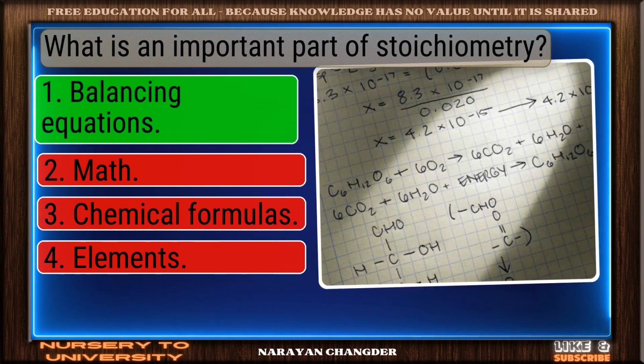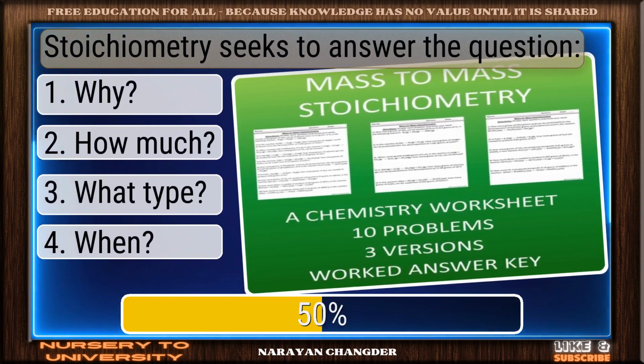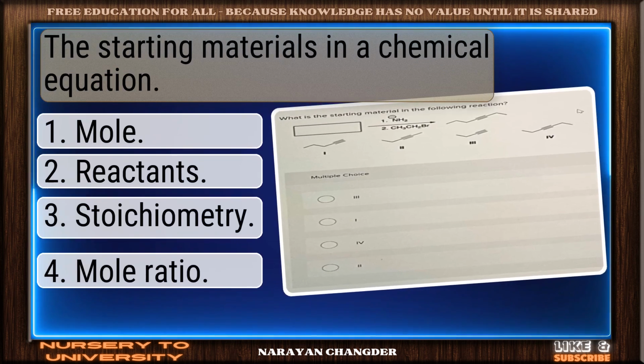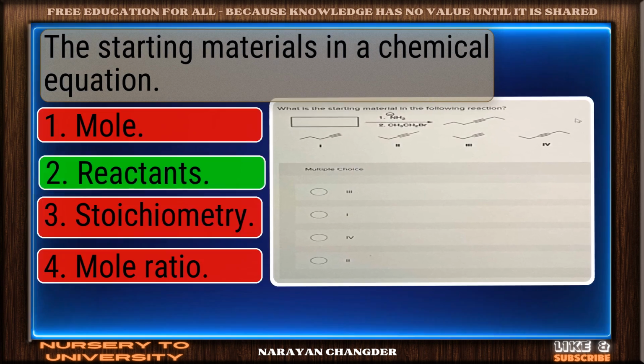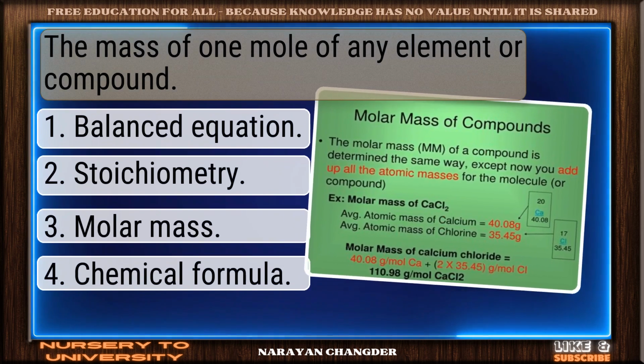Balancing equations, well done. Stoichiometry seeks to answer the question... Outstanding effort, how much? The starting materials in a chemical equation. Reactants is correct. The mass of 1 mole of any element or compound.